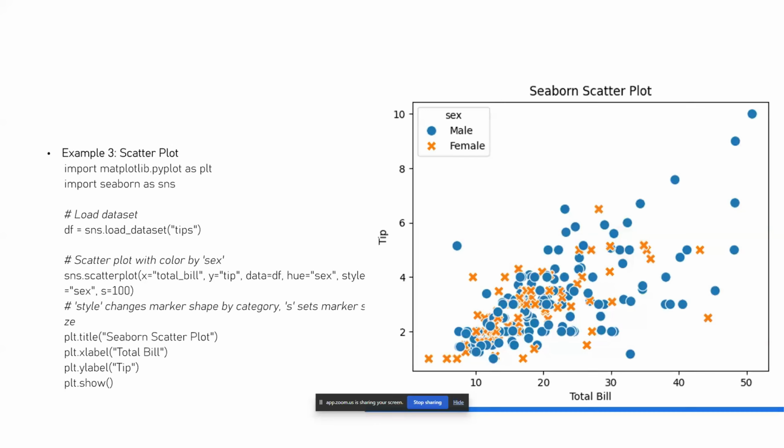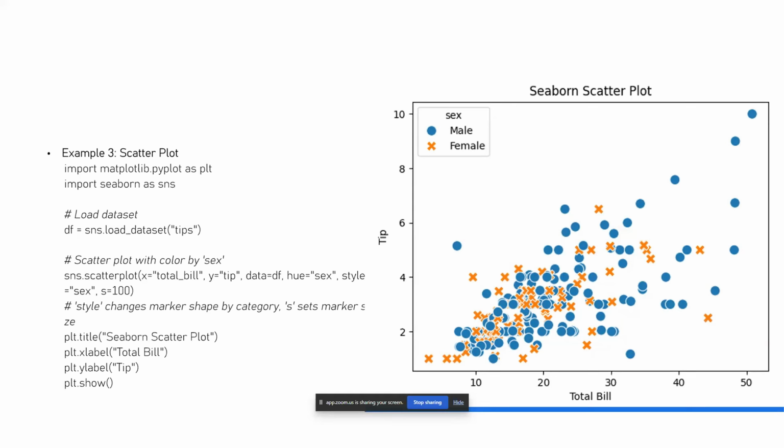So we start by loading the tips dataset again, and then after that, we create the scatter plot using the line sns.scatterplot, x equals total_bill, y equals tip, data is equal to df, which is the tips dataset that we just loaded, and then hue is equal to sex, and then style is equal to sex, and then s equals 100.